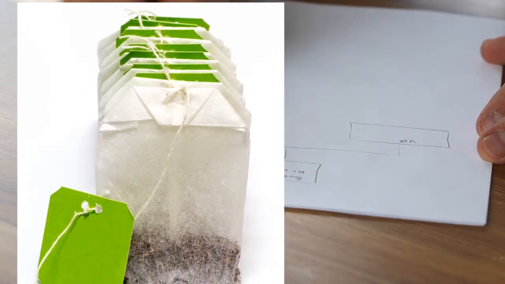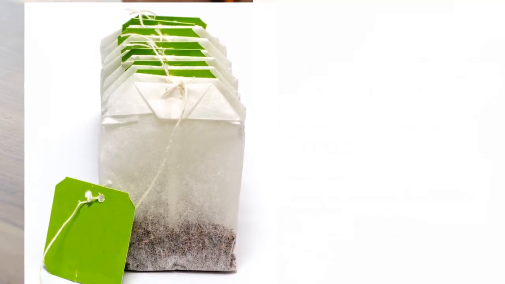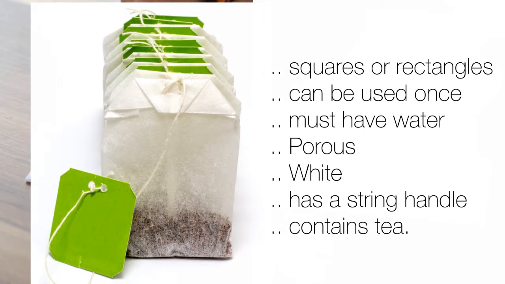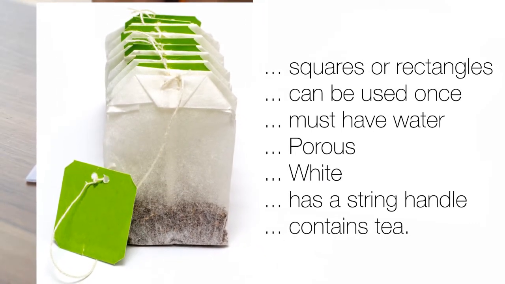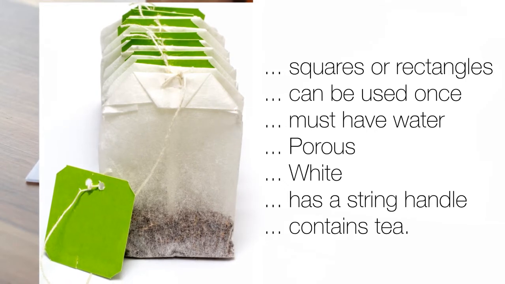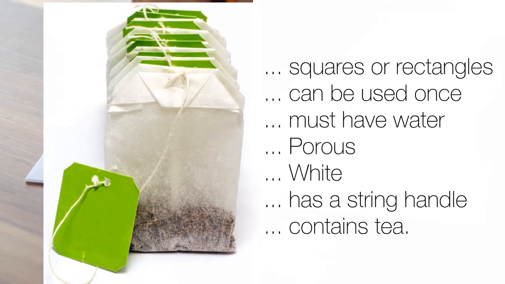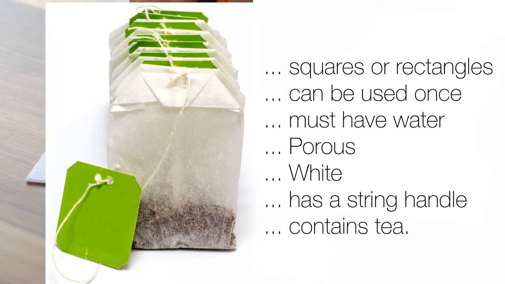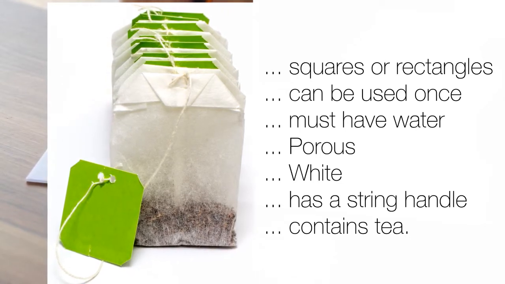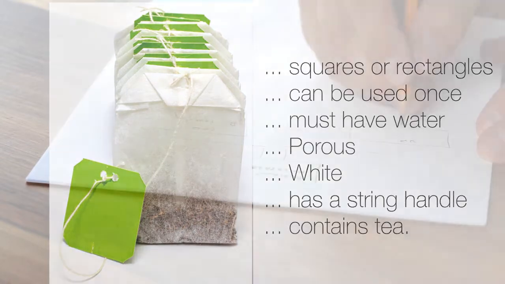The characteristic of a tea bag might be that they are square or rectangles. It can be used once, then you throw it away. It must have water. It's porous. It's white colored. It has a string handle. And of course, it contains tea.